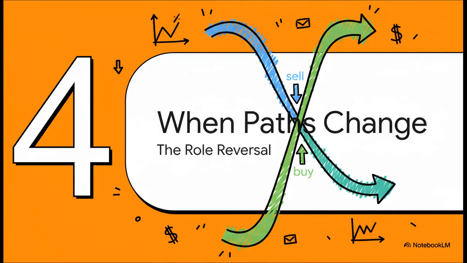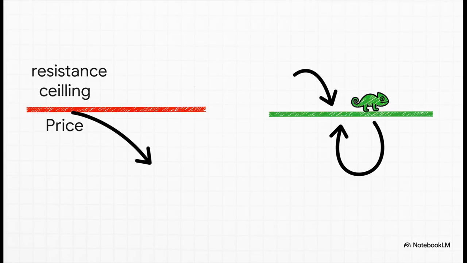Okay, now for the really cool part. This is a super powerful concept. These levels, they're not set in stone. The map can actually change right before your eyes. And honestly, understanding this is what separates the average trader from a great one. I want you to think of these levels like chameleons. They can completely change their function. A really strong ceiling that was stopping the price from going any higher can, once it's broken, become a brand new solid floor that now prevents the price from falling.